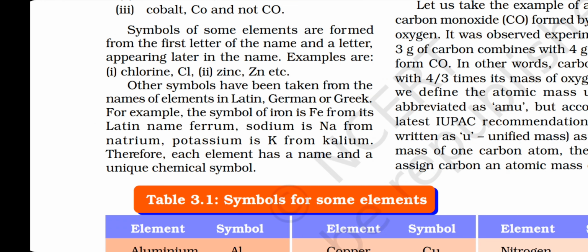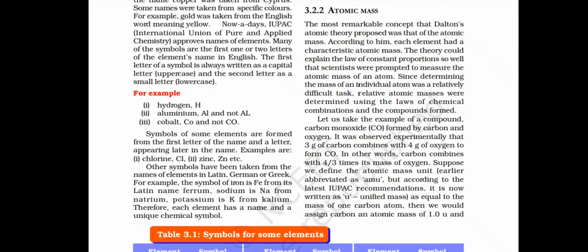Atomic mass. The most remarkable concept of the Dalton atomic theory was the atomic mass. According to him, each element had a characteristic mass. The theory could explain the law of constant proportion so well that scientists were prompted to measure the atomic mass of elements. Since determining the mass of an individual atom was a relatively difficult task, relative atomic masses are determined using the laws of chemical combination and the compounds formed.